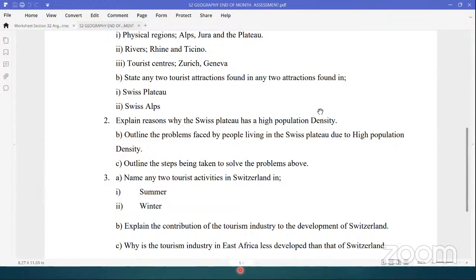Those are the problems that are caused by high population. Then what do you think are the solutions? Possible solutions to the problems caused by high population? What do you think are the possible solutions?